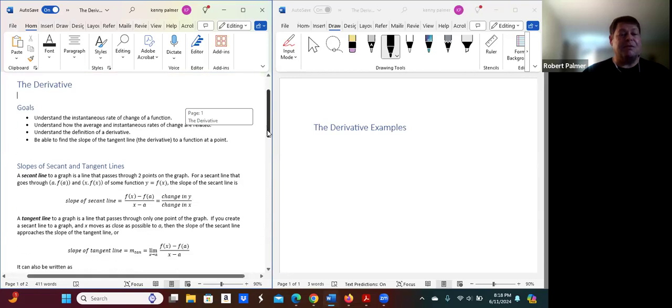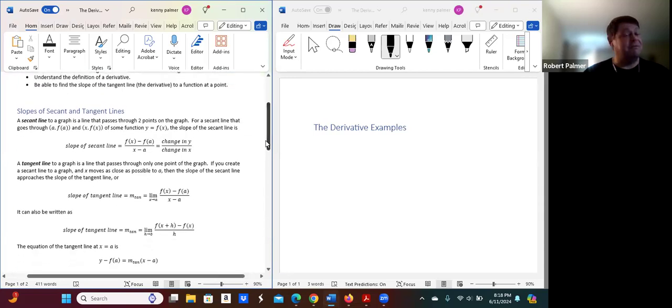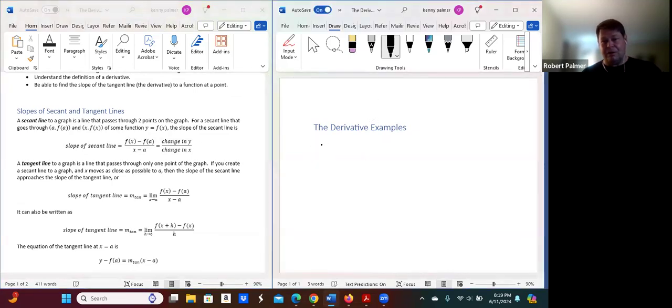So first off, let's look at something you've most likely seen before, the slopes of secant and tangent lines. Remember, a secant line to a graph is a line that passes through 2 points on the graph. Let's go over here to the right and just draw a secant line. First, let's draw a set of axes.